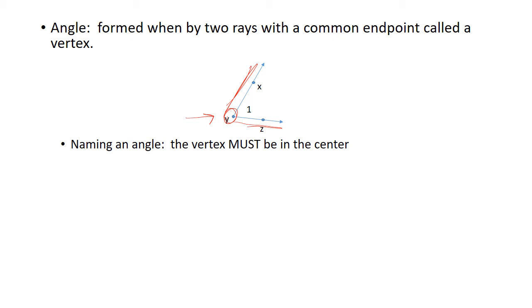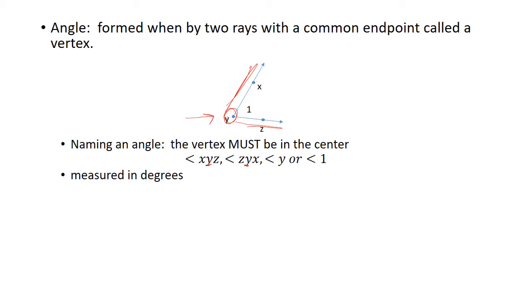When you name an angle, your vertex has to be the center letter when you name it. So you could name this angle XYZ as long as Y is the center because Y is the vertex. You could name it the other way. You could say ZYX as long as Y is the vertex. You can name it just by the vertex, which is angle Y. And sometimes they'll not only have letter names, they may also have number names. This is angle 1 as well.